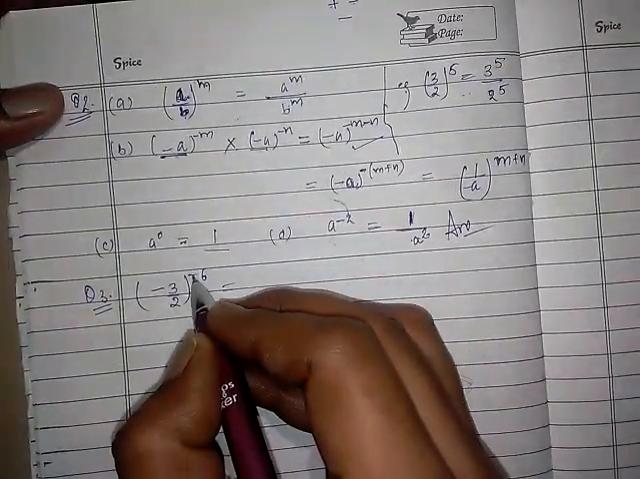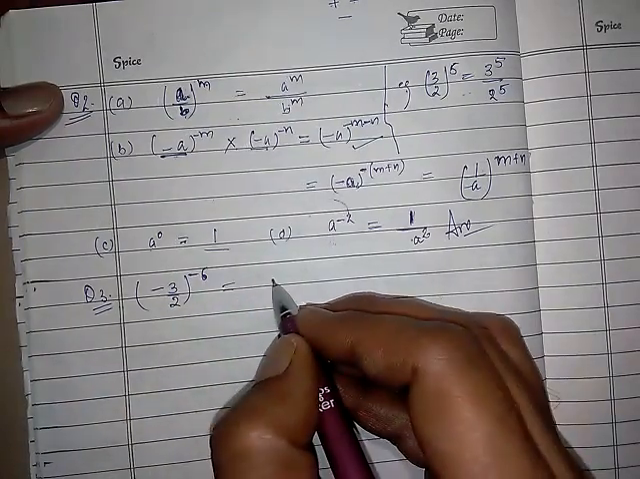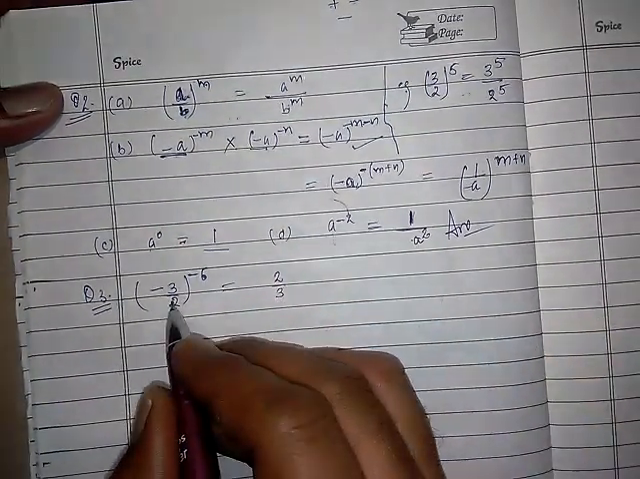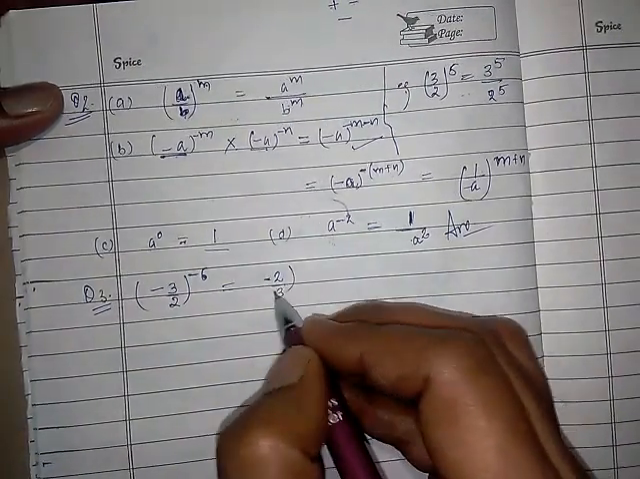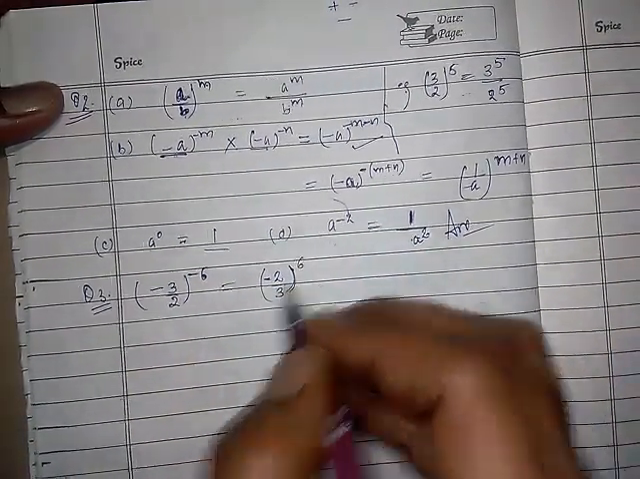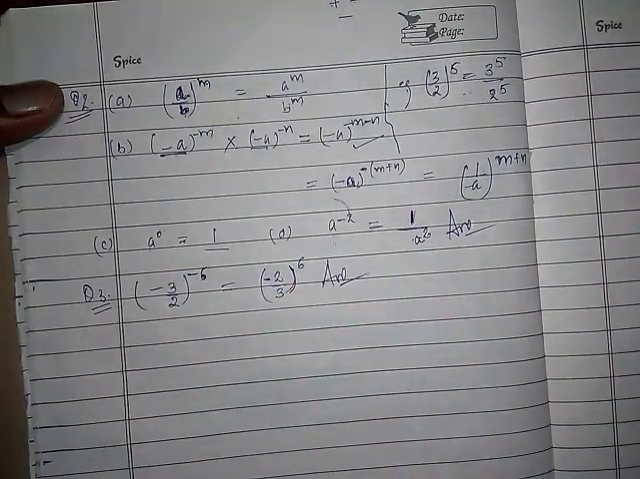I told you, if you want to make the power positive, then you have to just take its reciprocal. Reciprocal means 2 upon 3. The negative you put here or here, both are the same thing. Whole raised to the power what? Plus 6. So this is your answer for the first part.